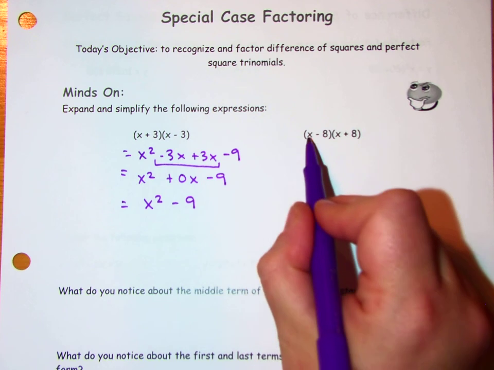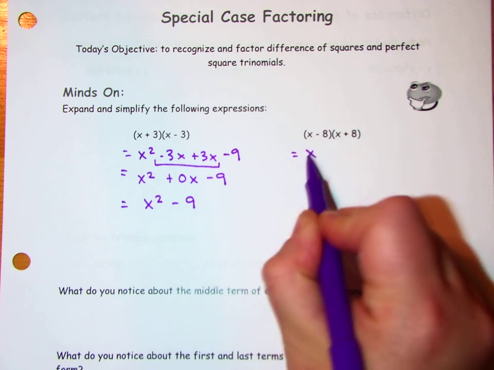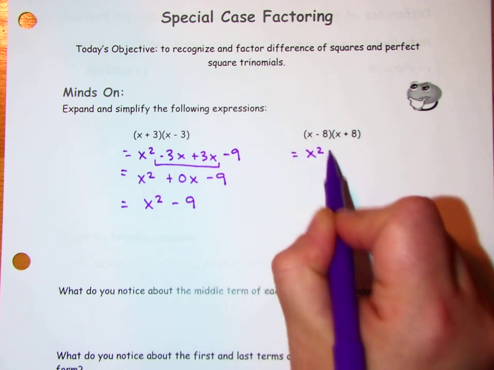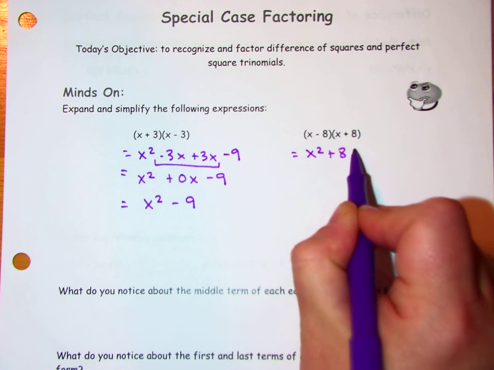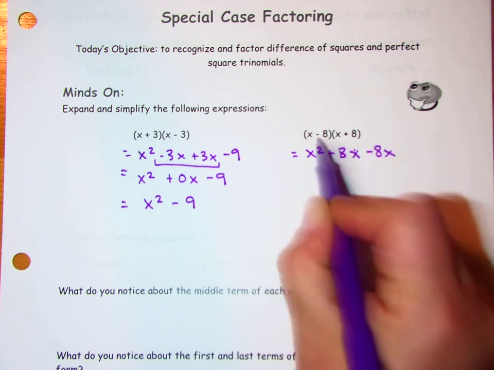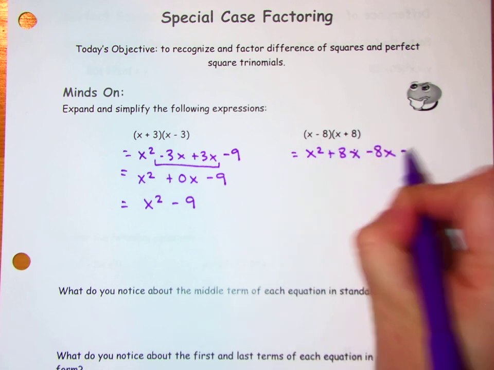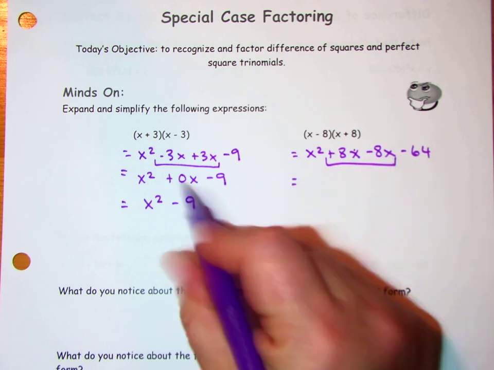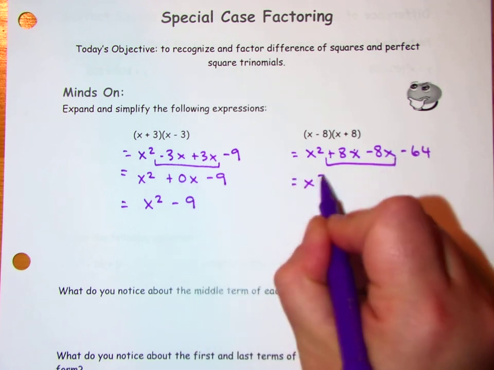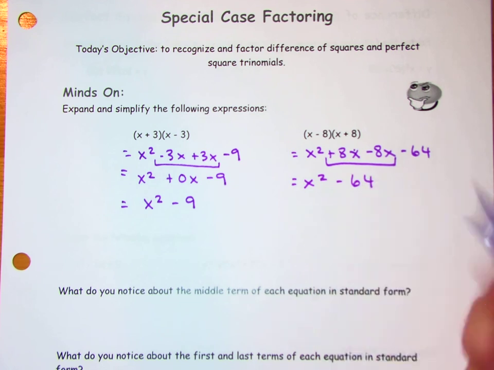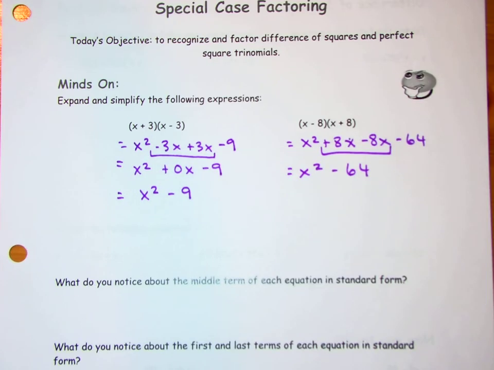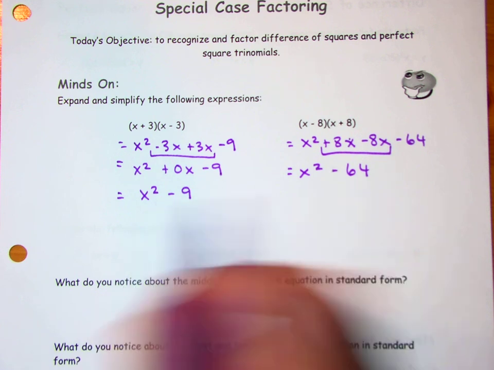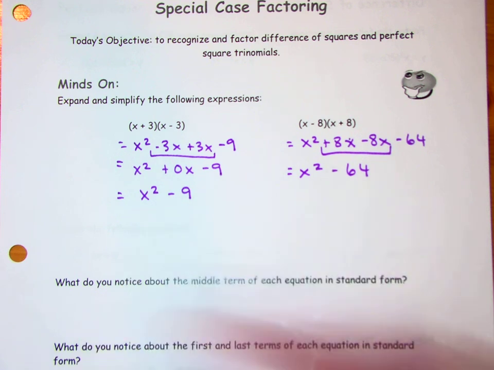Okay, looking at the second one, we have, again, x squared, x times 8, negative 8 times x, and negative 8 times positive 8. Combine those two middle terms together, you get the 0, but we know we don't have to write that. Okay, so what do you notice about the middle term of each equation in the standard form? What happened to the middle term? Well, it's gone.